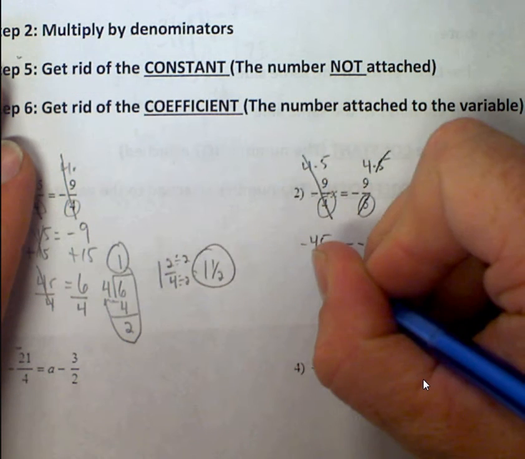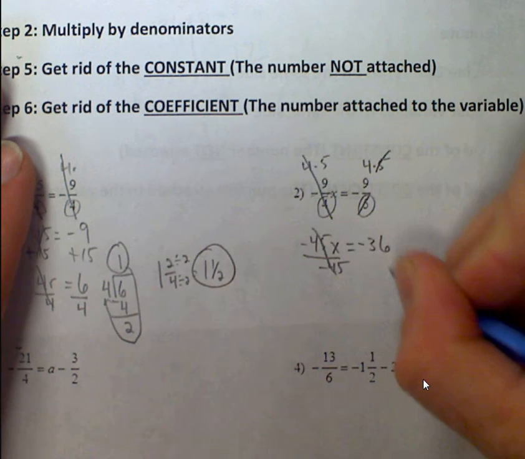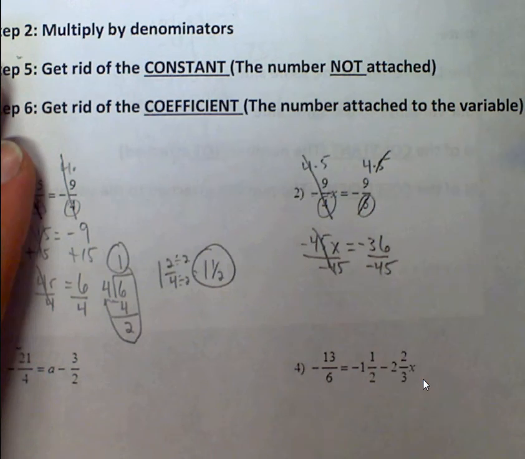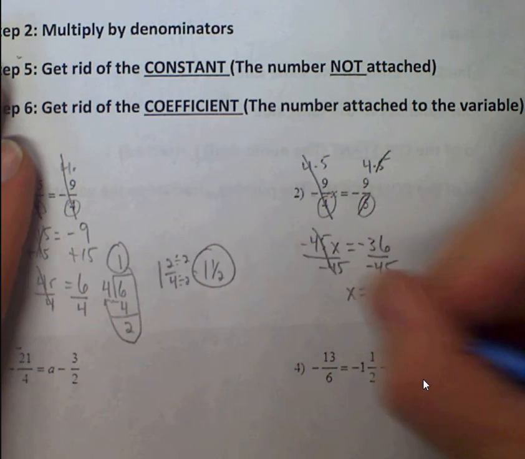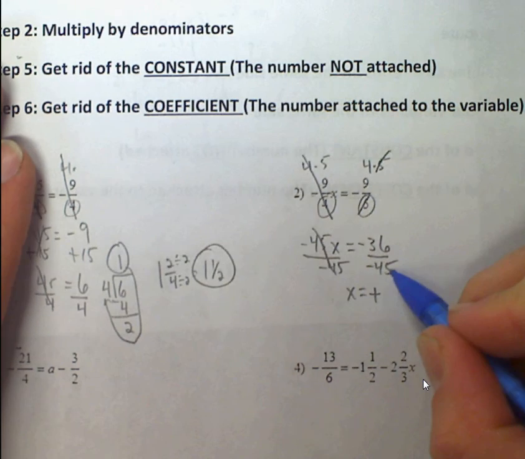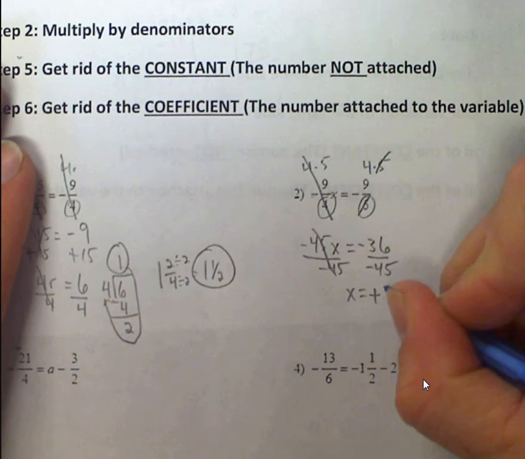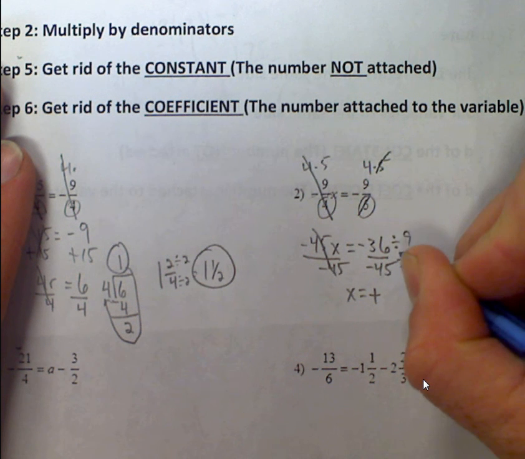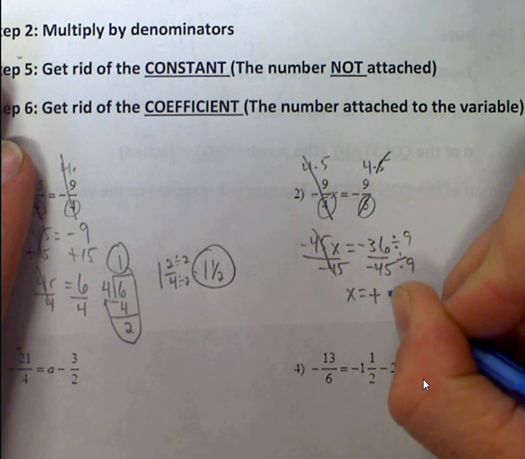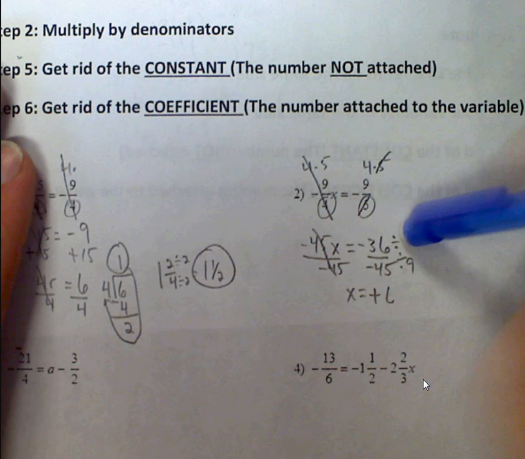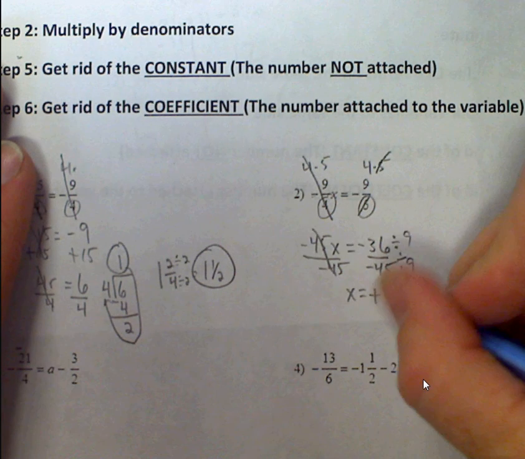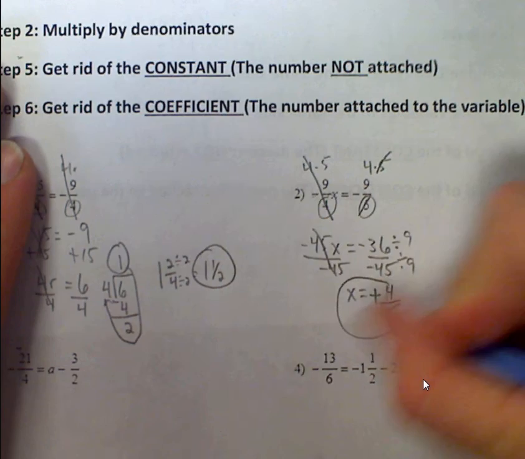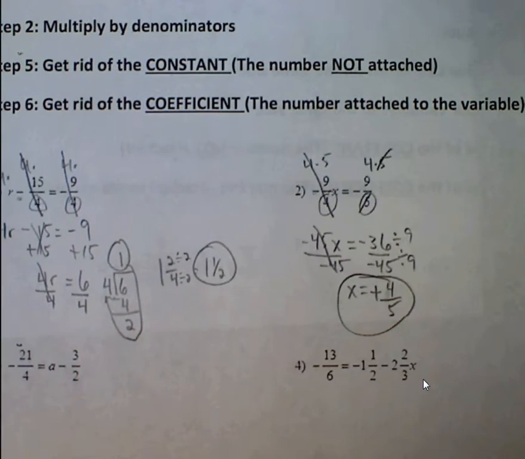To get rid of the coefficient, I divide by negative 45. X equals, two negative signs make a positive, 36 over 45. And I can reduce by 9. That would give me 4 over 5. And I'm done.